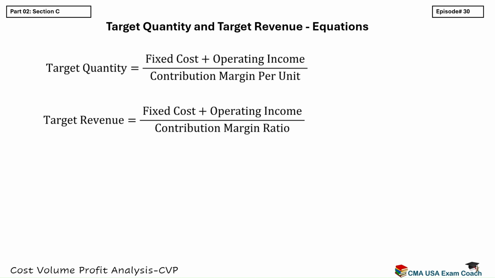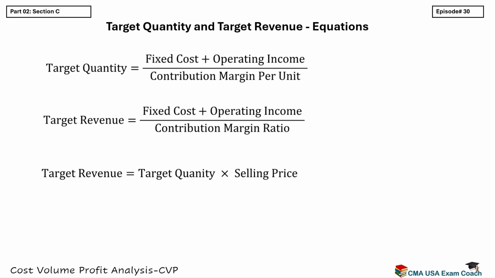Third, target revenue from target quantity. Target revenue equals target quantity times selling price. Once we know the target quantity, which tells us how many units we need to sell, we can multiply that number by the selling price per unit to find the total sales revenue. This is a simple formula, and it connects the quantity and the revenue together.